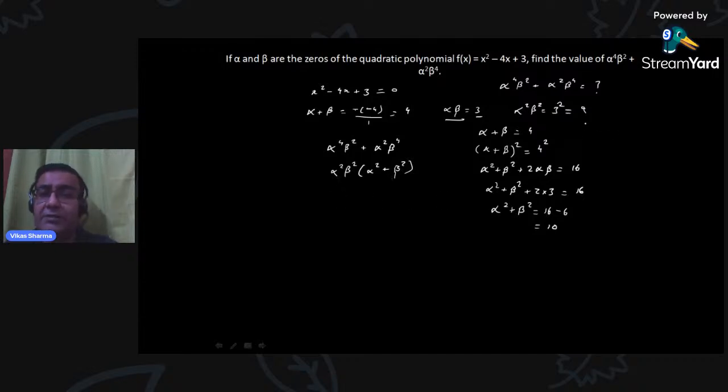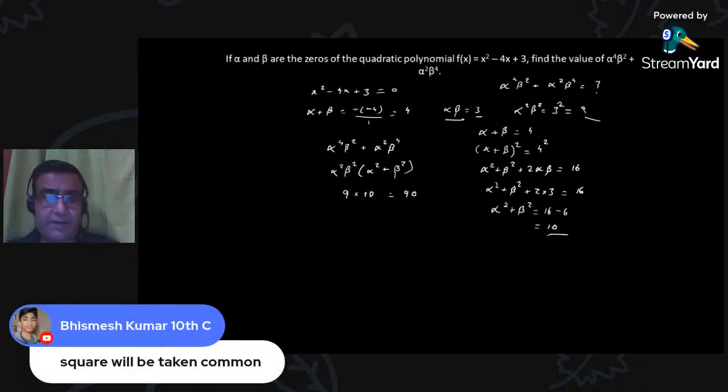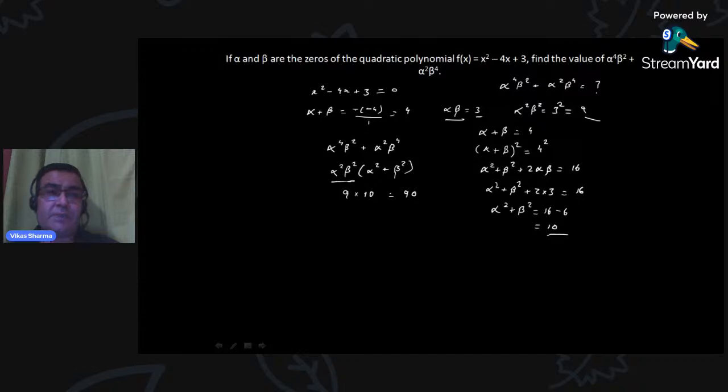So alpha square beta square is 9, and multiplied by alpha square plus beta square, which we found to be 10. So 9 multiplied by 10 is 90. That's how simple it is. Okay, Bishmesh has written square will be taken common. Yes, you are absolutely right. We did take the squares as common, and that's how we approach the question. So even though it looked a little tricky, it actually turned out to be a very simple question. If we approach it in the right manner, we'll be able to solve the question in a jiffy.